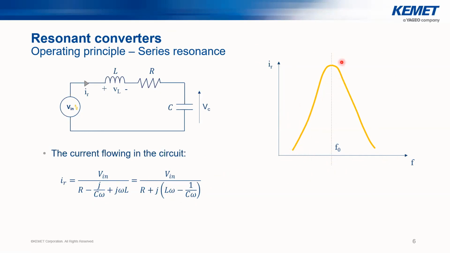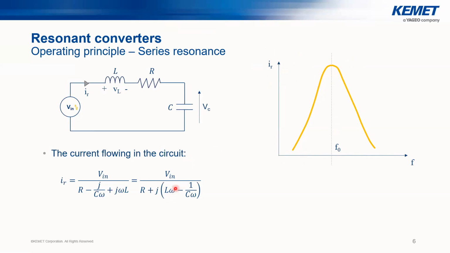And we can see that at a given operating frequency point, we have the optimal or the highest current that can flow into the circuit. And this operating point is called the resonant frequency.